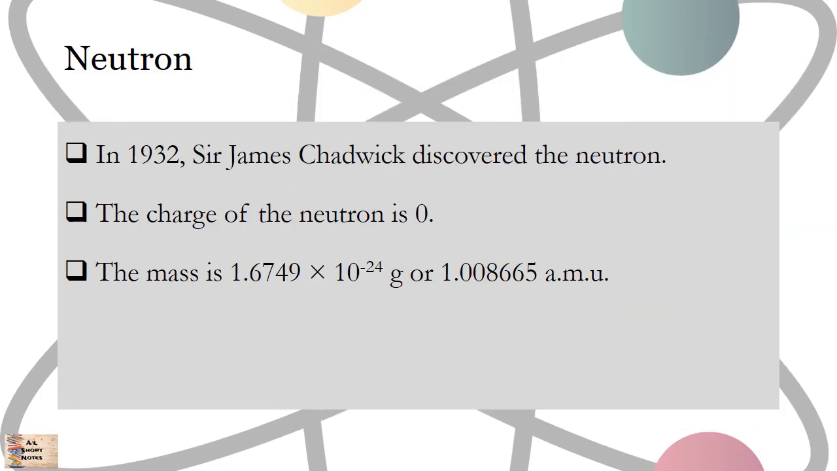Neutron. In 1932, Sir James Chadwick discovered the neutron. The charge of the neutron is 0. The mass is 1.6749 × 10^-24 grams or 1.008665 AMU.